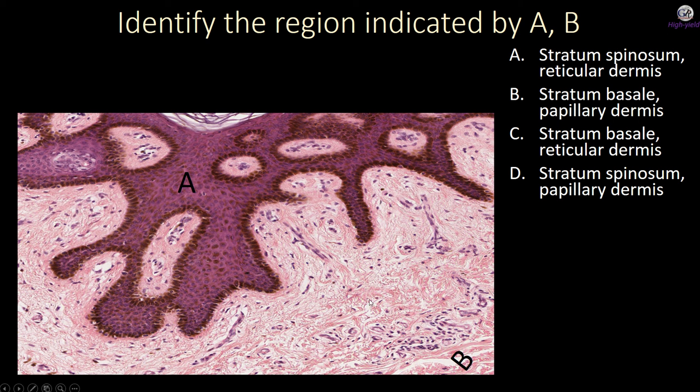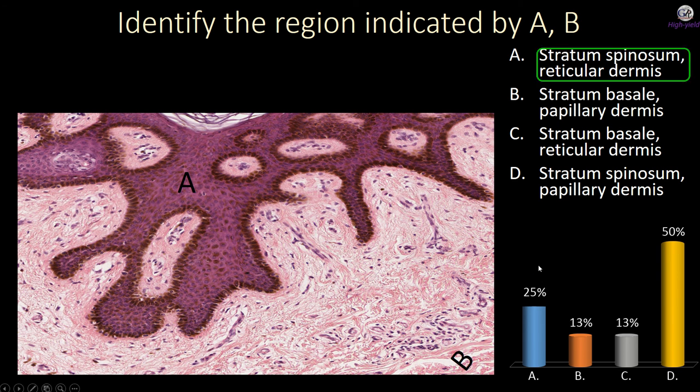And then B, we have that depicted way down here. So let me see. Papillary dermis is going to be up here for sure. And then I'm going to look for transition of fibers. So it does look like this light pink becomes a darker pink and more concentrated down here. So I think B is in the reticular dermis, and that's what I'm going to go with. So let's see. Stratum spinosum, reticular dermis. Yay. All right.